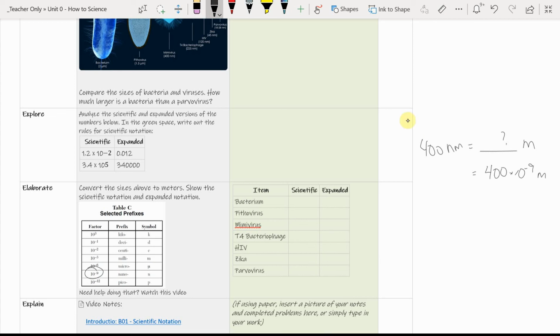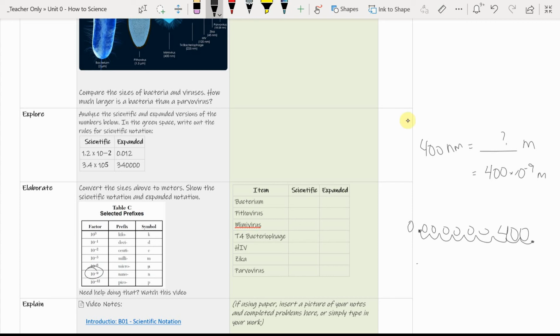For the expanded form, we're going to take that 400 and move the decimal place over 9 spaces. We know it's negative, so we're going to move the decimal place over to the left. Right now, this is where the decimal place lives. We're going to move it over to the left-hand side 9 times. So we go 1, 2, 3, 4, 5, 6, 7, 8, 9. Put a decimal point in there, and we'll put a 0 in front. We have 6 zeros in there.